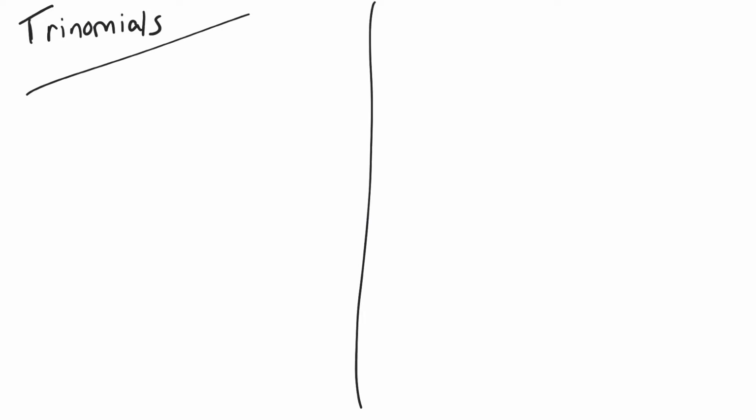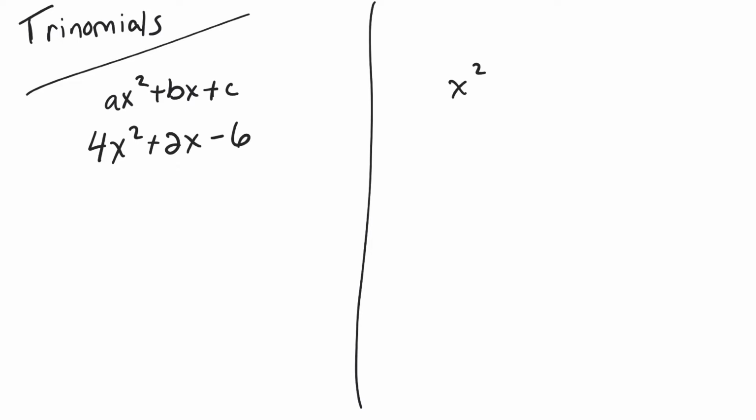Next on the list we've got trinomials. Trinomials are categorized in two ways. I'm just going to kind of split the page in half. Either they have a number in the front of them, something like that, or they don't. Something like this.